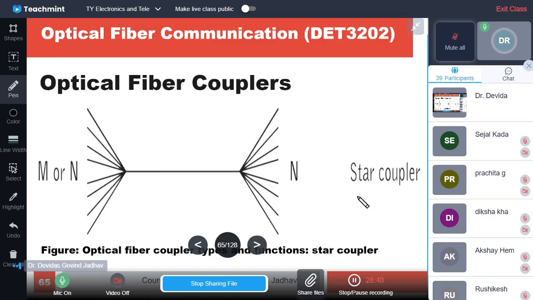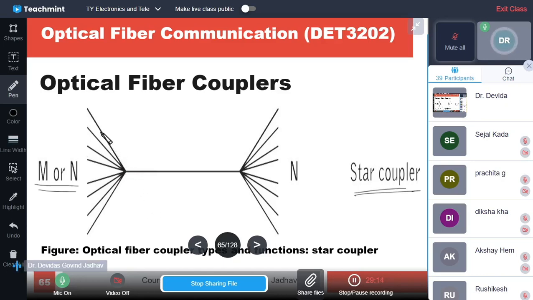Similarly, there is a star coupler. M or N number of fibers are joined at the junction. This forms a star structure in the LAN also, isn't it? Local area network, it forms a star structure.